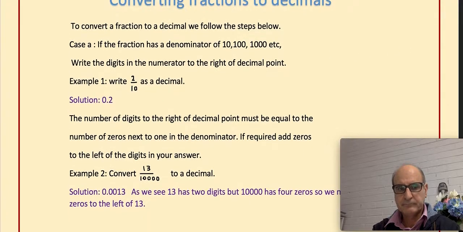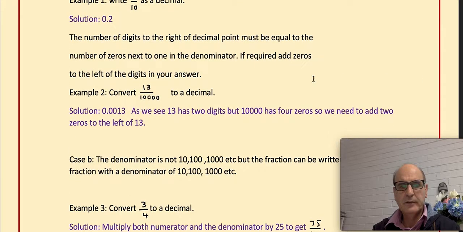As another example, let's look at 13 over 10,000. Here, I put a decimal point, and then I'm going to write 13 to the right of that. But there is something else we need to take into account. I have to see how many zeros are in the denominator next to the 1. I have 1, 2, 3, 4. So that means I need 4 digits to the right of the decimal point.